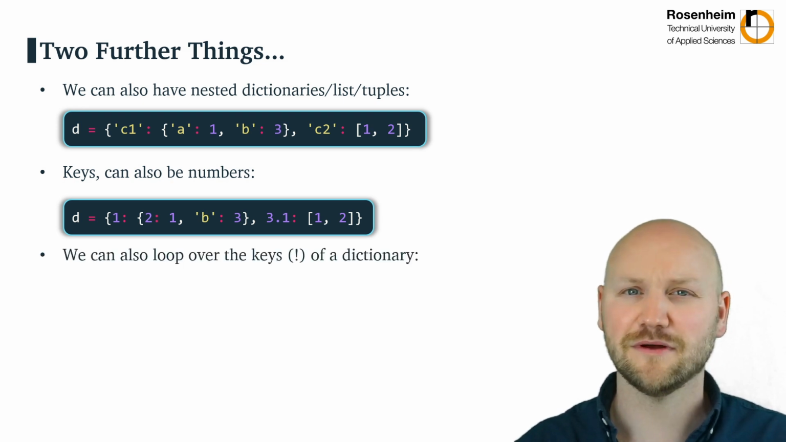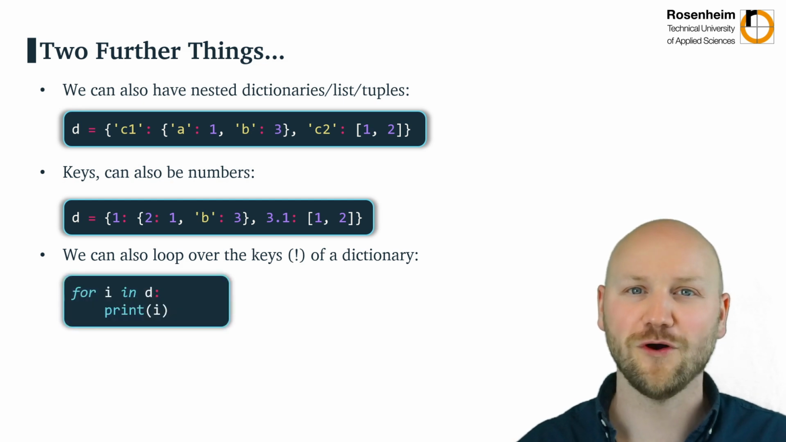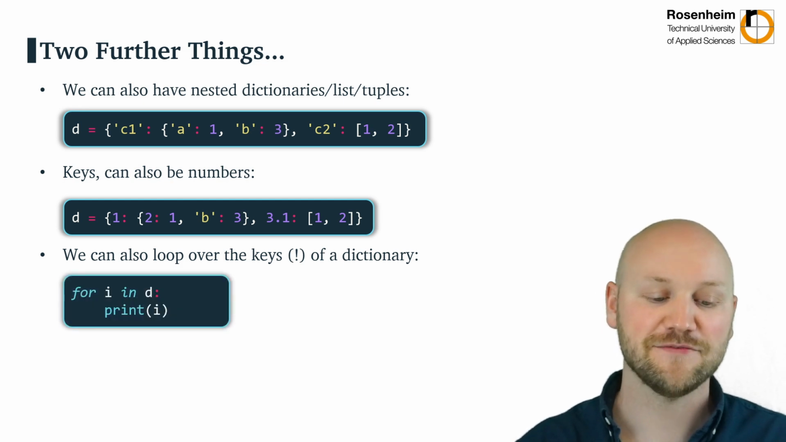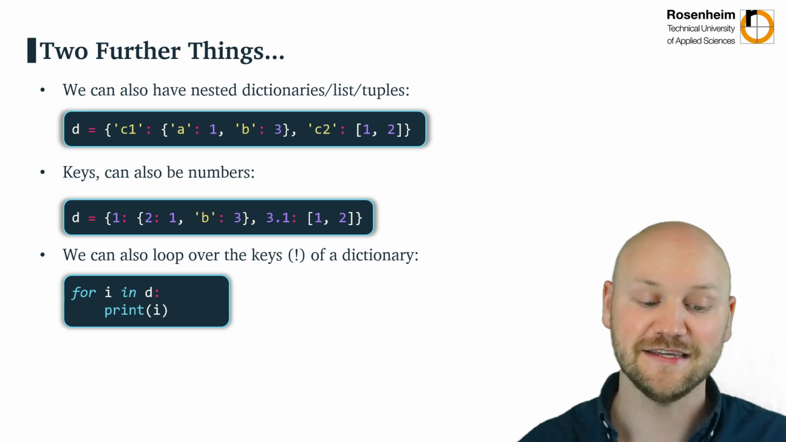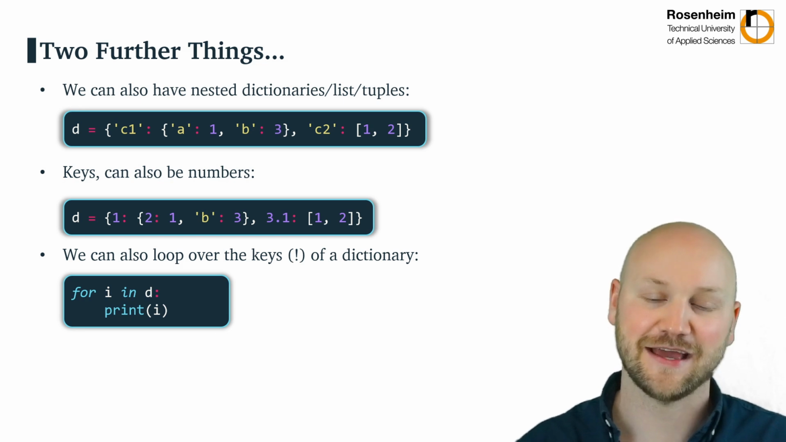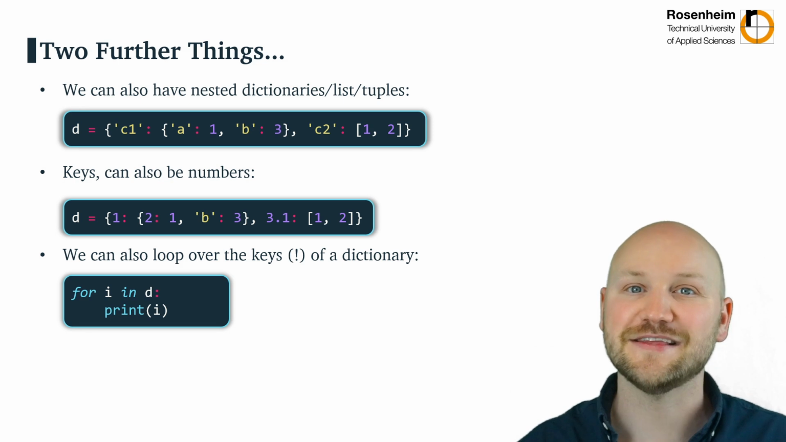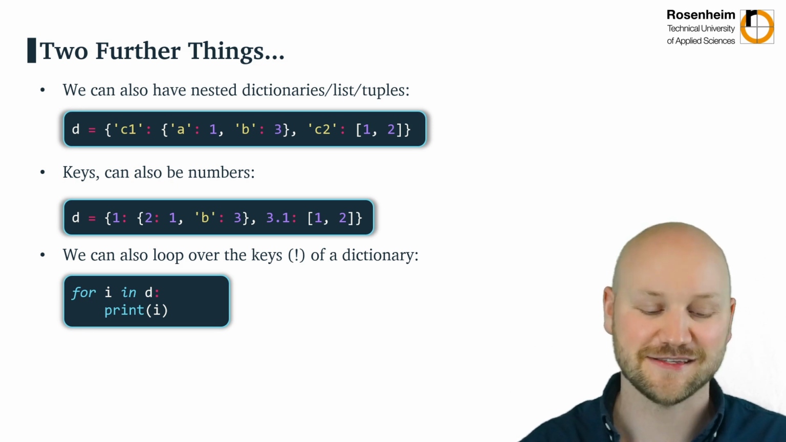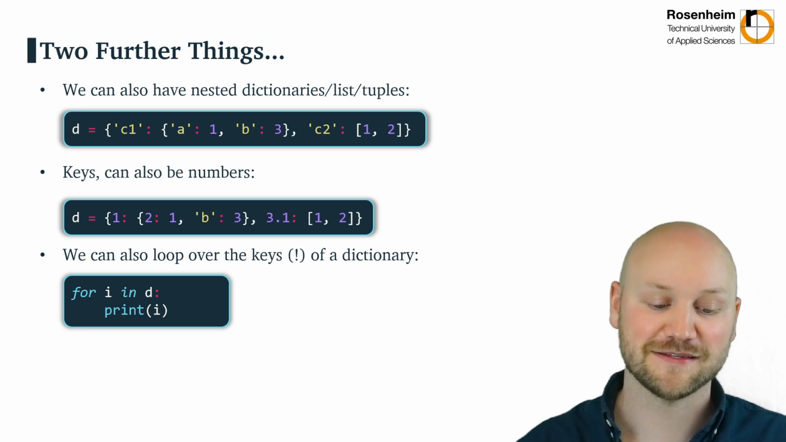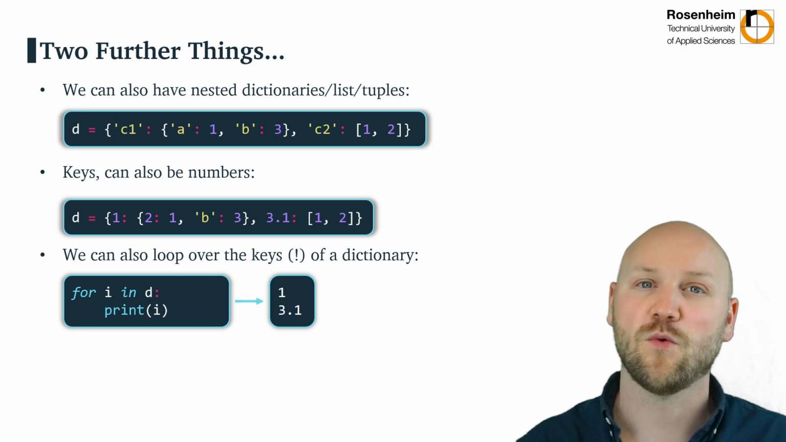We can also loop over dictionaries. So we saw the for loop in one of the previous videos. If you write something like for i in d, what happens here is that i, our variable that is taking all the elements of your compound data type, in this case d, is then using the keys, not the values, very importantly. So if you have something like this, you're actually printing the keys. The keys were 1 and 3.1, but you are not printing the values.